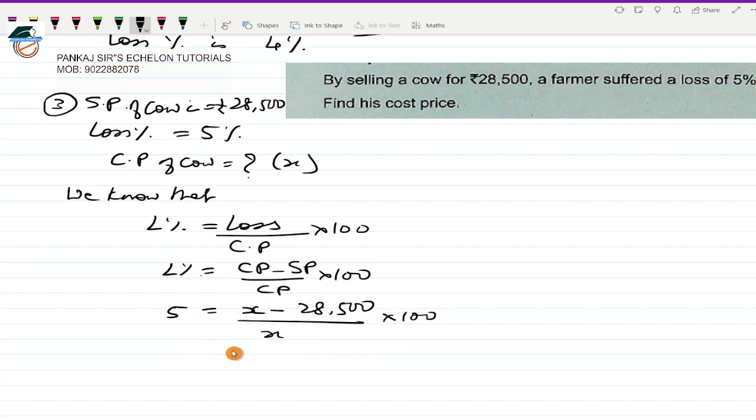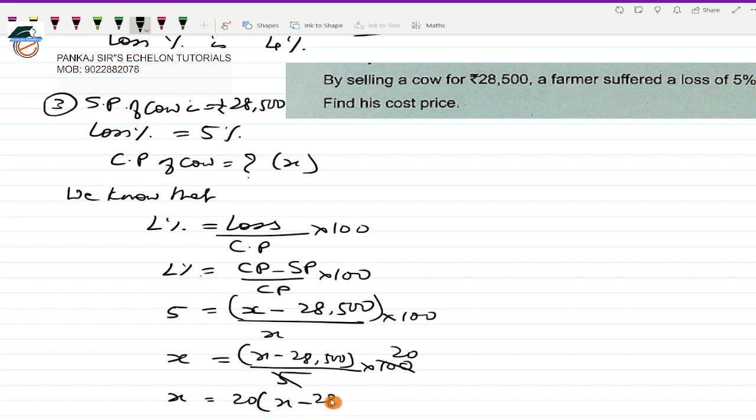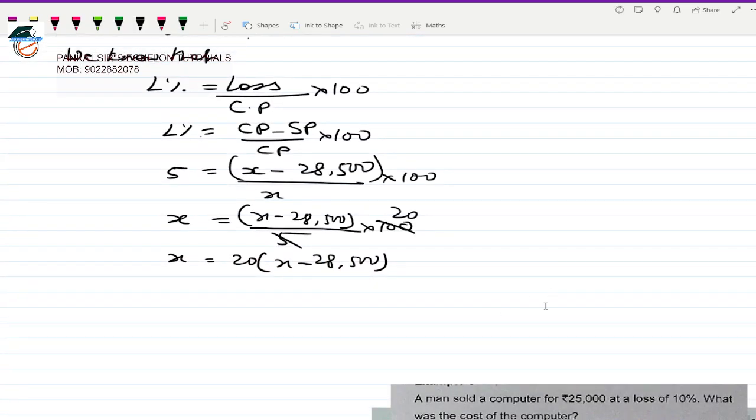Now what I can do is this, I'll keep it in bracket. So I'll take this X over here, and I'm going to bring this 5 over here. Rest of the things I'm going to keep as it is. So X minus 28,500 I'm keeping as it is, and this 5 I will bring here. Once I bring 5 over here, this 5 will cut here, 20 times. So X is equal to 20 times X minus 28,500. Now let us try to work out X.